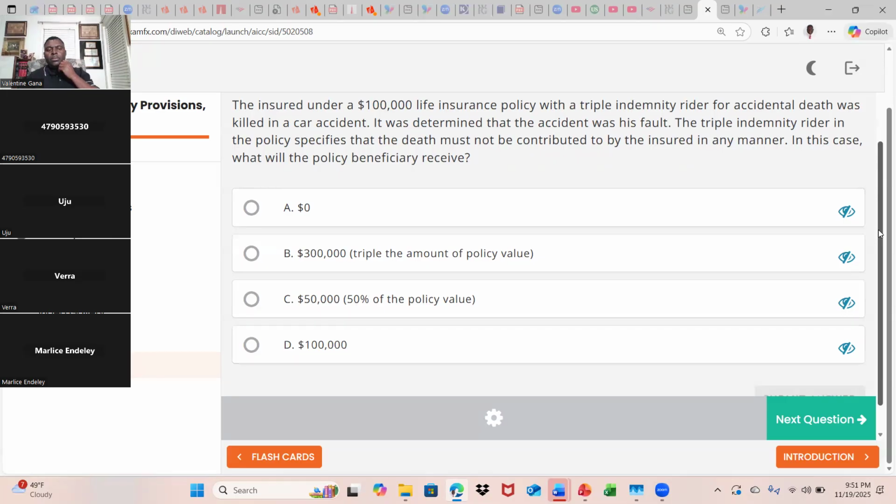300, triple the amount of policy value. Is it B? But remember it says it was determined that the accident was his fault, and the triple indemnity rider in the policy specifies that the death must not be contributed to by the insured in any manner. Are you sure?